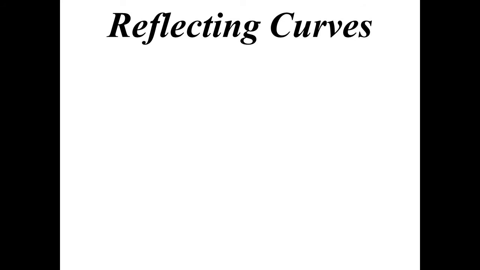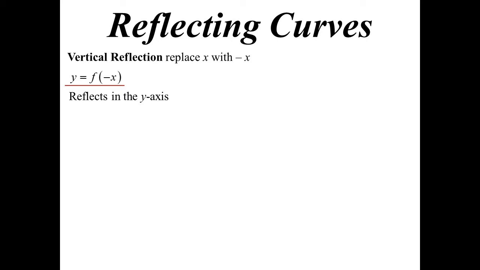Reflection is another way we can change our curve. Depending on which way we want to reflect it, for a vertical reflection I replace x with negative x, so y equals f(-x). That'll reflect in the y-axis. By the way, if you want to reflect in a different line instead of the axis, replace x with 2a minus x. If you want to reflect in the line x equals a, that's your reflection line, then replace x with 2a minus x, and that'll get a reflection in x equals a.